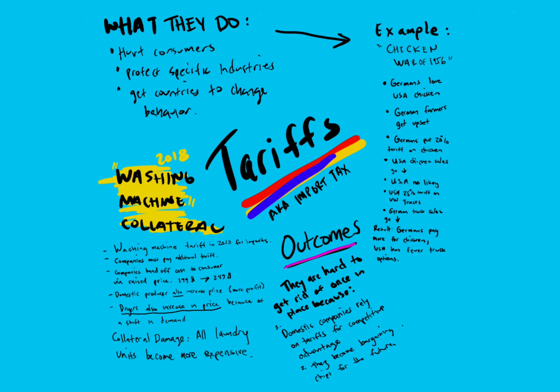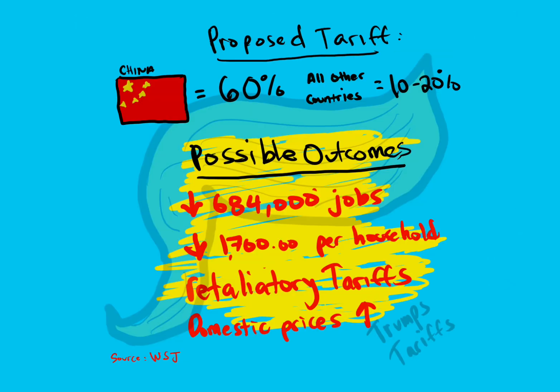Now, the last thing I want to cover, since it's relevant to us Americans, is Trump's tariffs, the tariffs that Trump has proposed. China is going to get a 60% tariff tax on all of their goods that are being exported to the United States. And all other countries that export to us, well, we're going to put a 10 to 20% tariff tax on their products.